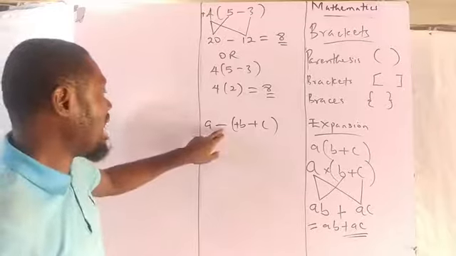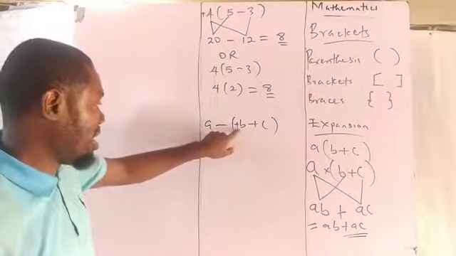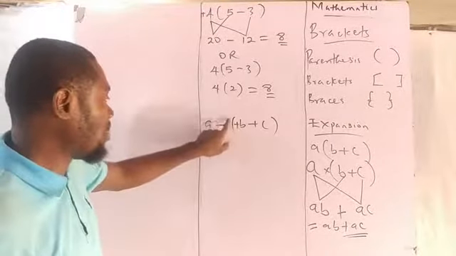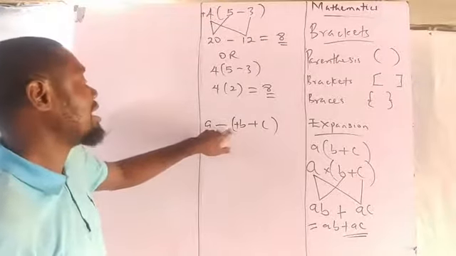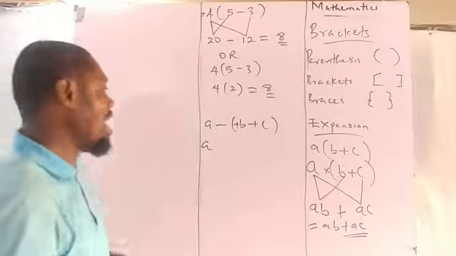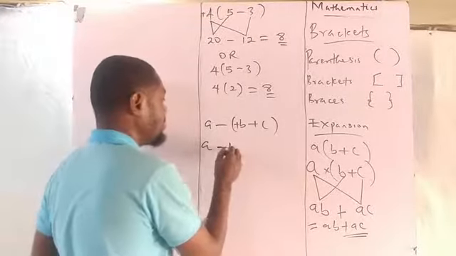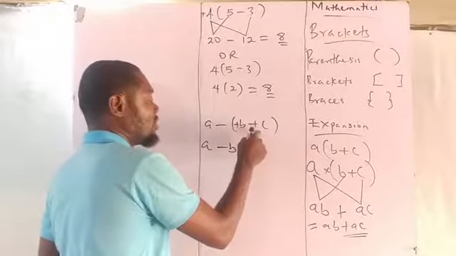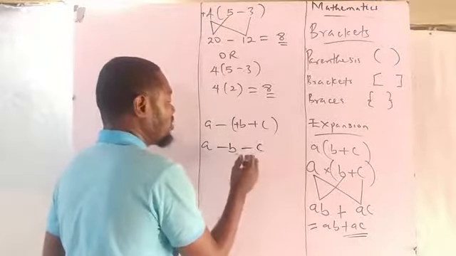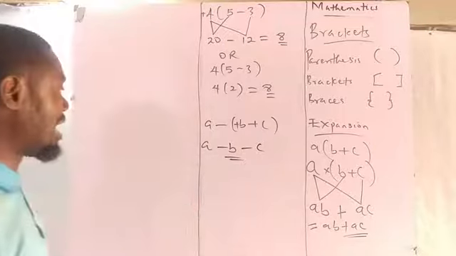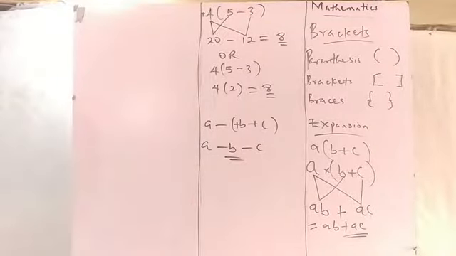Now if the minus sign multiplies b, or minus 1, since I said there was a 1 here, minus 1 times plus b, your answer will be minus b. Minus 1 times plus c, your answer will be minus c. So this is the answer you're going to have at last. That will be your answer.